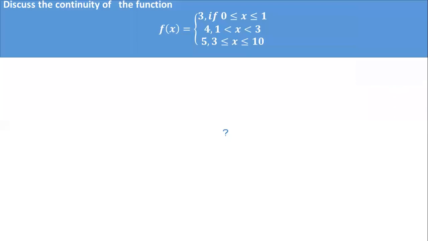F of x is 3 if 0 is less than or equal to x less than or equal to 1, it is 4 if x lies between 1 and 3, and it is 5 if x lies between 3 and 10. This is similar to the question we discussed today, which I had given as homework. Can anyone tell me how many cases you have to discuss? 5 cases. Okay, someone has told me we have to discuss 5 cases. Which are those 5 cases?